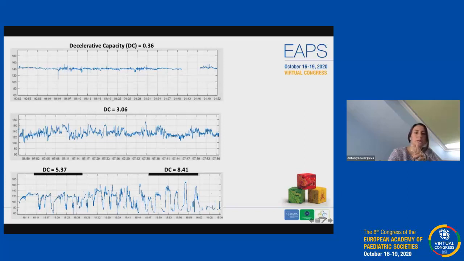But the baby is still maintaining baseline and able to cope. And here towards the end, you can see it's lost its baseline and it's basically decelerating all the time. It's quite abnormal and the DC is very high. The reason why I wanted to show this metric to you today is that it's very, very basic. It's calculated very easily.